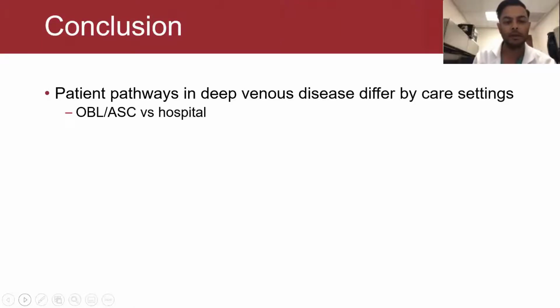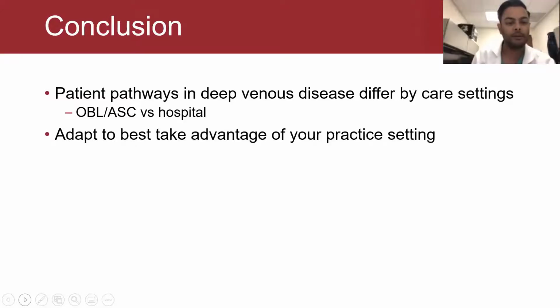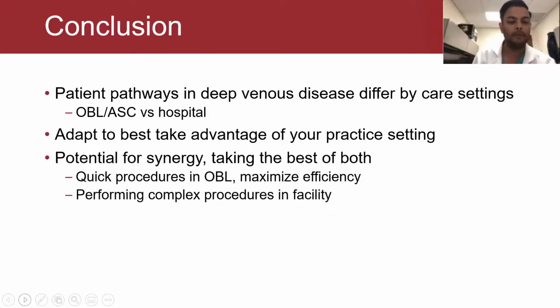So in conclusion, patient pathways in deep venous disease really do differ by care settings. Between the OBL and the ASC versus the hospital, there are possibilities where you can adapt to best take advantage of your practice setting. Really, I don't think there's one size fits all for this. You just need to understand what will work in your particular situation and what may not. There's also potential for synergy in taking the best of both.